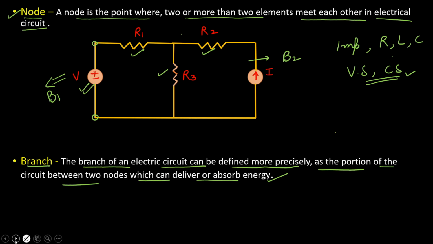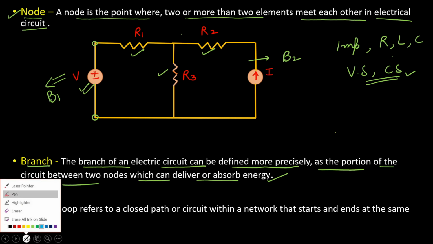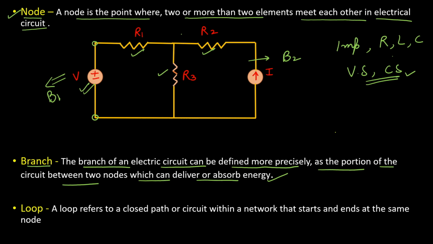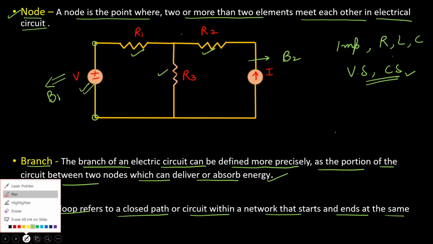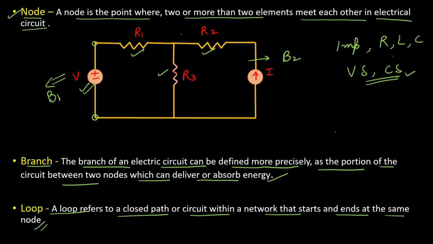The next term we have is the loop. What is a loop? A loop refers to a closed path or a circuit within a network that starts and ends at the same node. For example, in the electrical circuit, let's say this is node 1. A loop is formed by traversing various branches connected in series, and a loop also starts and ends at the same node. Let's say this is the loop L1.